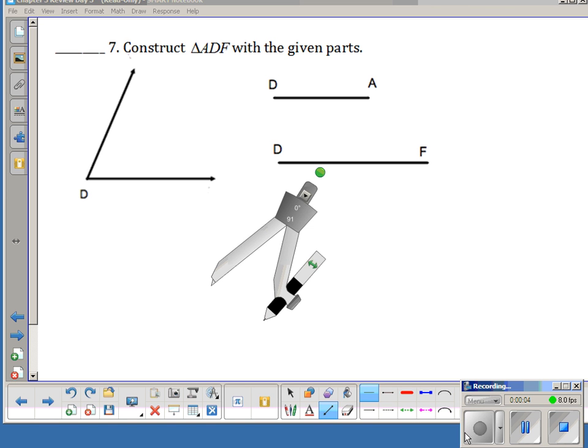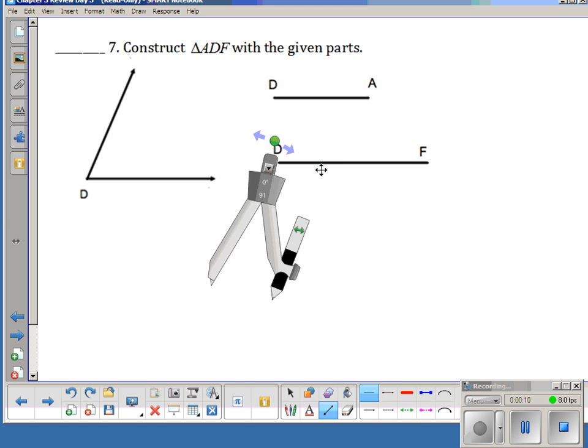This is where we get into some, excuse me, I just stepped on my microphone cord. Get into some harder constructions. Oh gosh, it's been a long day.